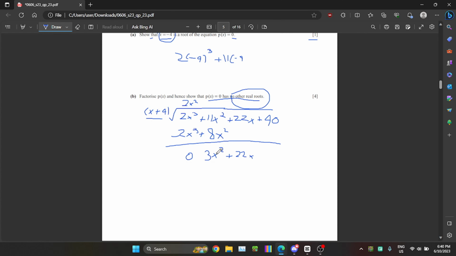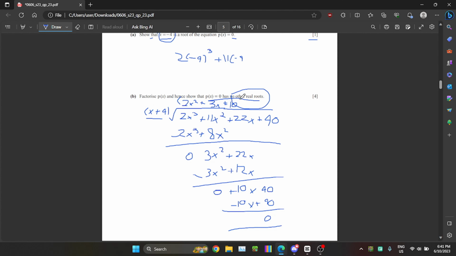How do I make x 3x? I times it with positive 3x. That will give me 3x squared. Then 3x times 4 will be plus 12x. Minus, this is 0. 22 minus 12, that's positive 10x. Then you bring down the 40 like this. And now, so simple. You just multiply it by 10. Right? 10 times x is 10x. 10 times 4, that's 40. And when you minus, it's 0, it's perfect.